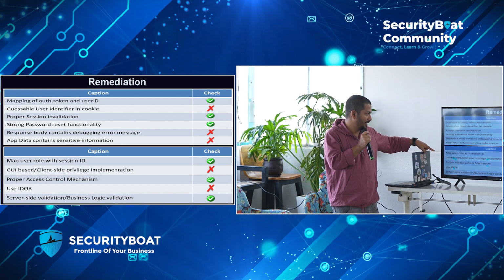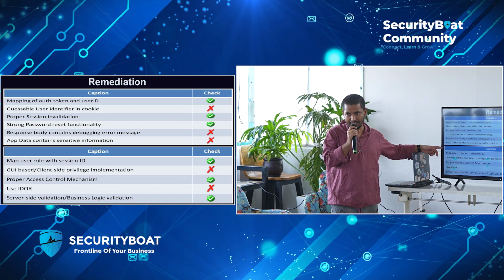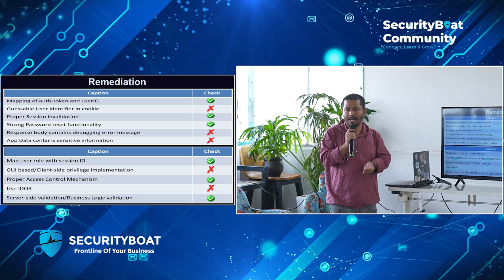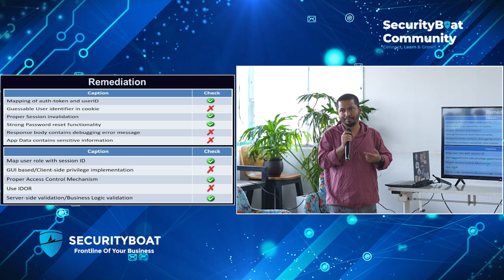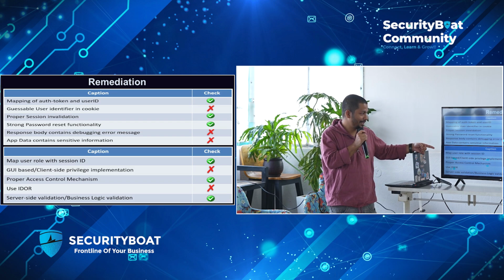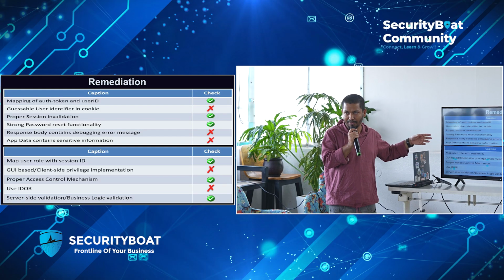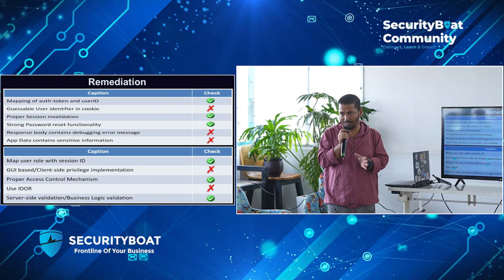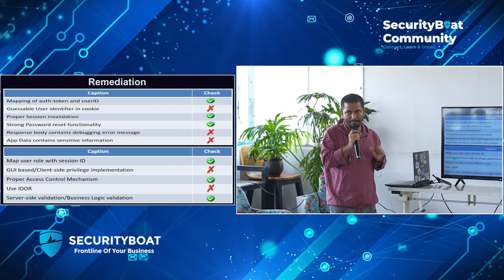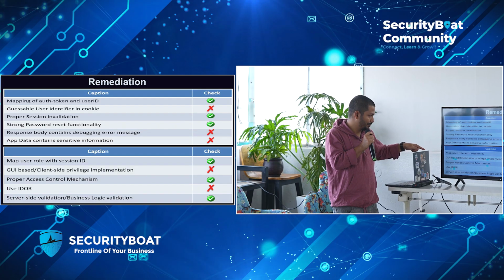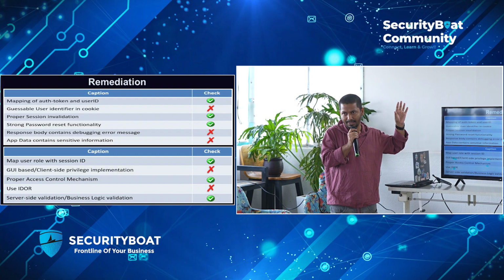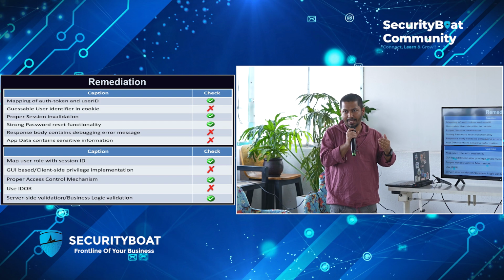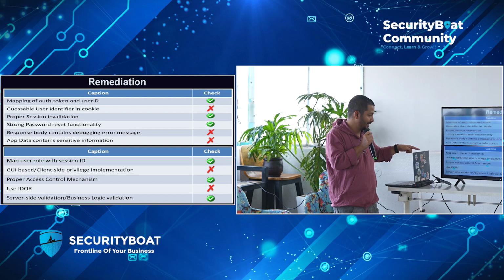Authorization related best practices. Always map role with the session ID. If session ID, user and roles are not mapped, then an attacker user can try to change their role and perform something extra. For GUI based client-side privilege implementation, what we discussed, disabled fields, read-only fields, do not rely on any kind of client-side authorization only. Implement server-side authorization checks based on roles and permissions. Use proper access control for post-authentication pages, so that a low privilege user cannot directly call your high privilege pages by name.